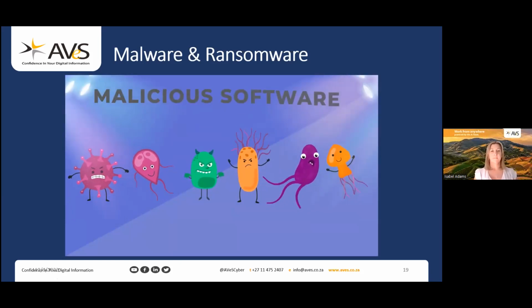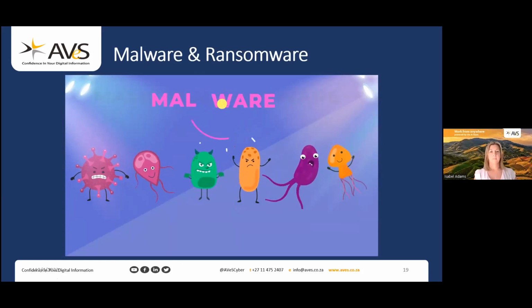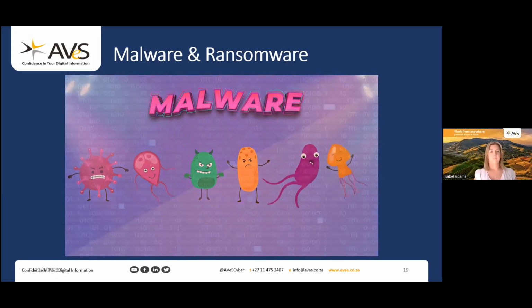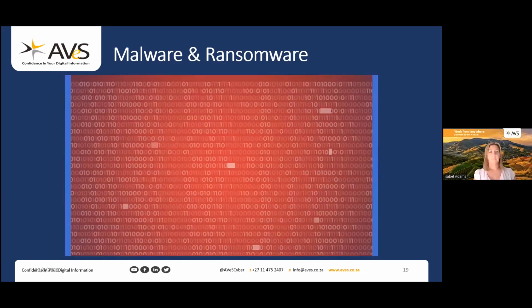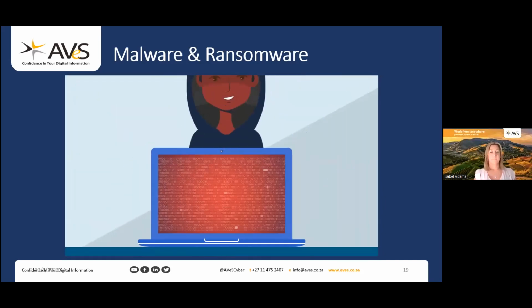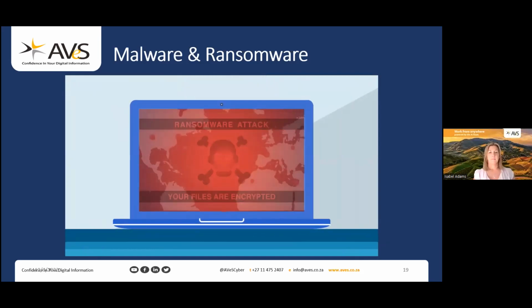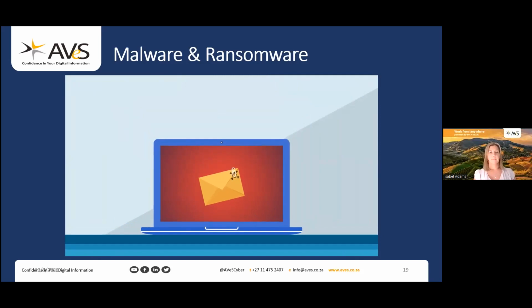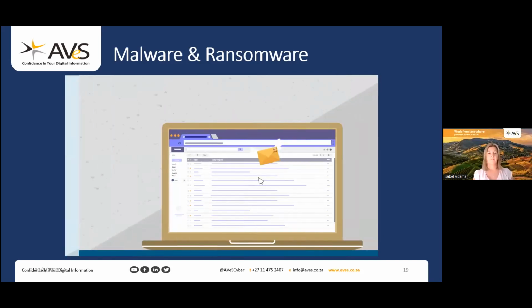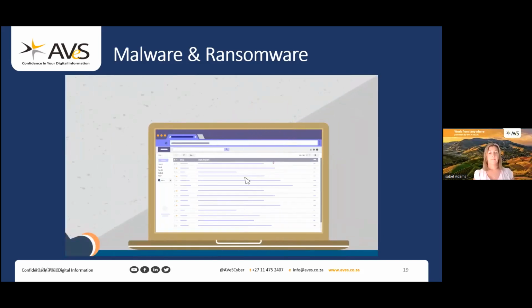All together, they are known as malware or malicious software. Malware refers to any file or software that is designed to intentionally compromise a computer or device. By far the most popular malware used by cybercriminals today is known as ransomware. This malware is spread by attaching the malicious file to an email or embedding the payload in a malicious website.